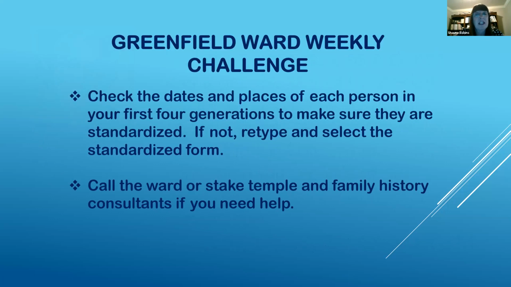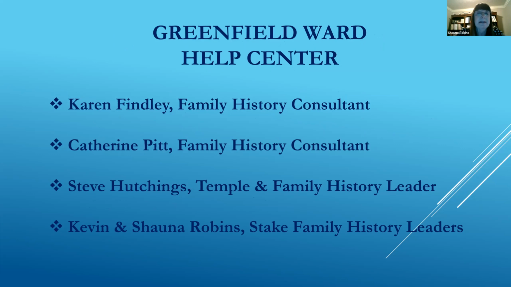So our challenge this week is to check the names and dates and places of each person in your first 4 generations, or you can go further, but we're starting with our first 4 to make sure they are standardized. If not, retype and select the standardized form. Remember, for dates, you select the calendar. For places, you select the little map icon. And if you need help, call your stake or ward family history consultants.